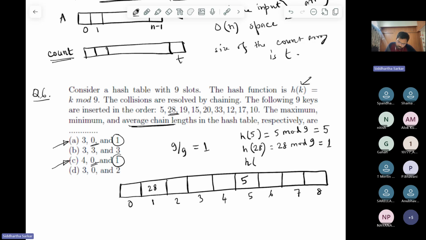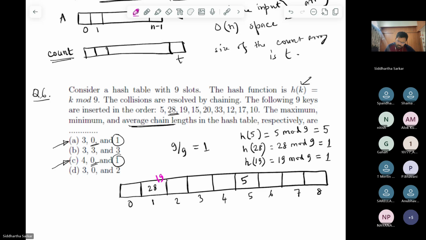Similarly, you have to do the rest. What is 19 mod 9? Again 1. So 19 also gets mapped here. Two things cannot be put here, so what we will do is form a chain.